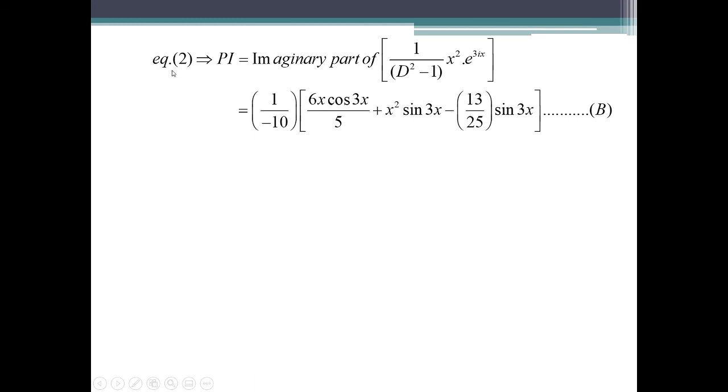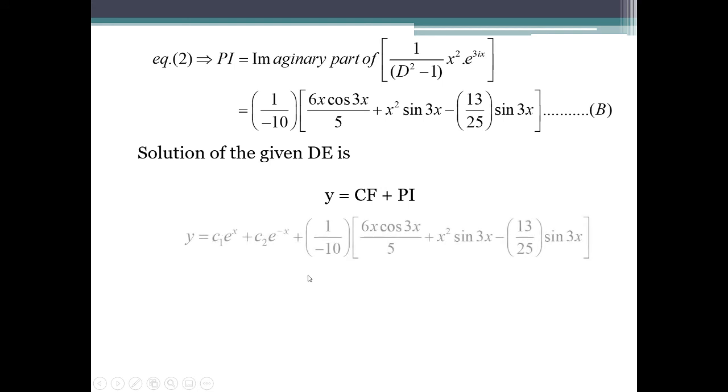Now the equation's second part is the imaginary part of this equation. Therefore we write down this, and instead of this, if the x square sin 3x term is there, then we write down the real part of this term. Now lastly we write down the complete solution y equal to CF plus PI. This is the CF value, this is the PI value, which is the required solution.